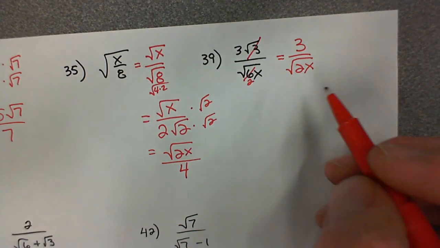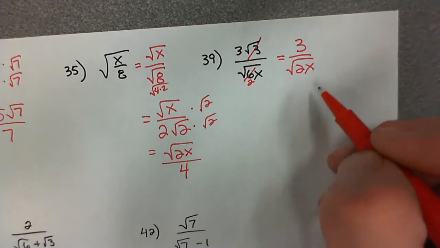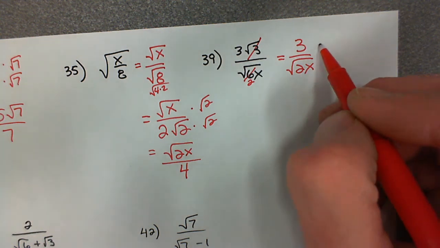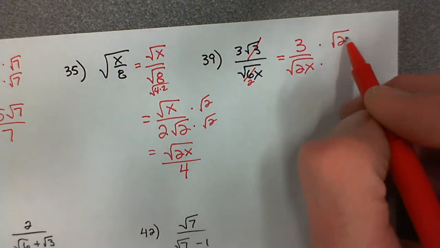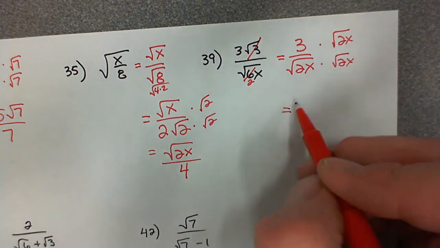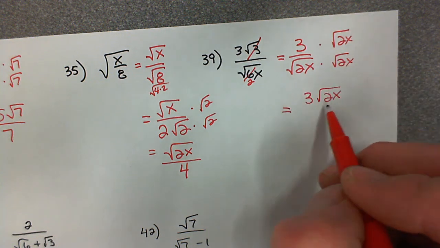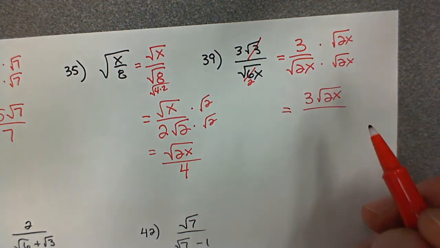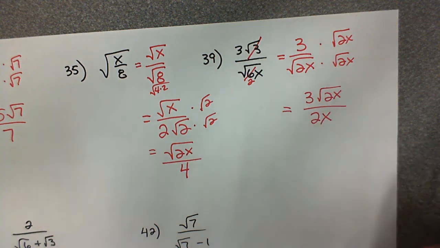Then, we just need to get rid of the square root of 2x. Well, that can't be reduced, but we can multiply top and bottom by square root of 2x. So our numerator is going to be 3 square root of 2x over square root of 2x times square root of 2x, which is just 2x.